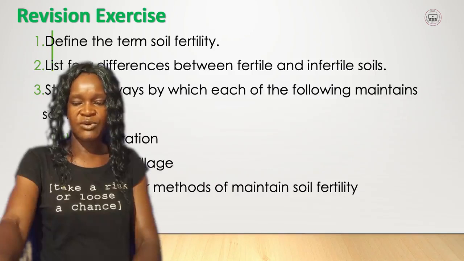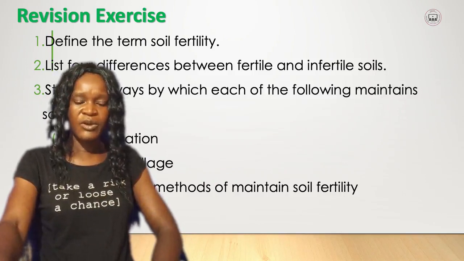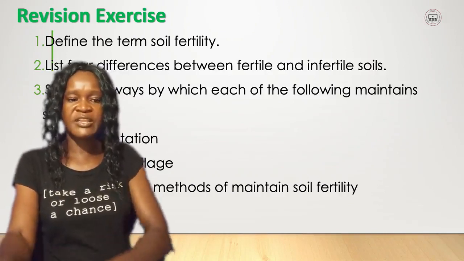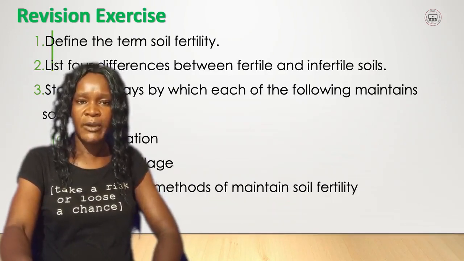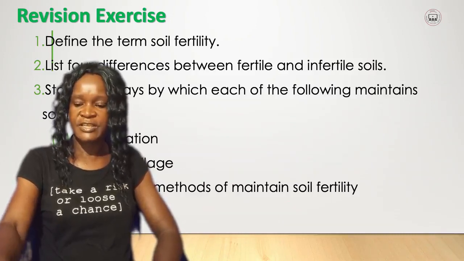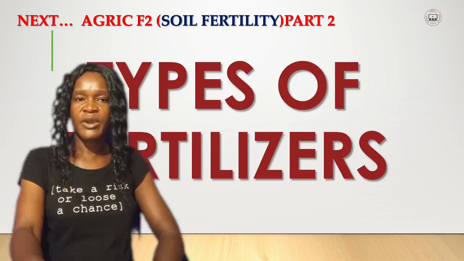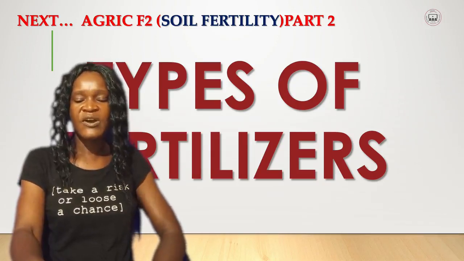So that makes the end of part 1 of soil fertility. So far we have defined what soil fertility is, then we have also looked at the difference between fertile soil and infertile soil. Then we have also looked at some of the ways which will help to maintain and improve soil fertility. So next time we'll be looking at the types of fertilizer. Since we have mentioned application of fertilizer is one of the ways of maintaining soil fertility, we also need to look into details on the types of fertilizer.